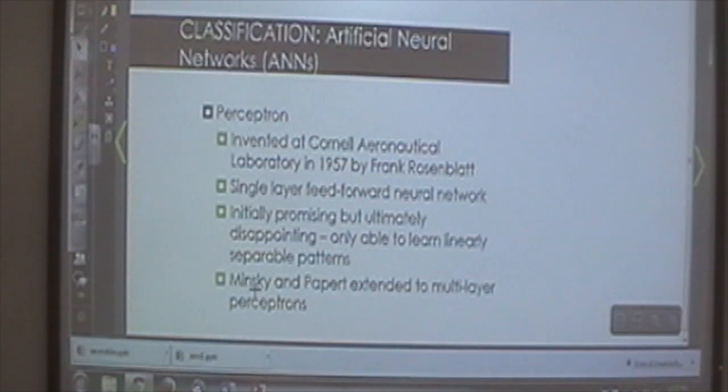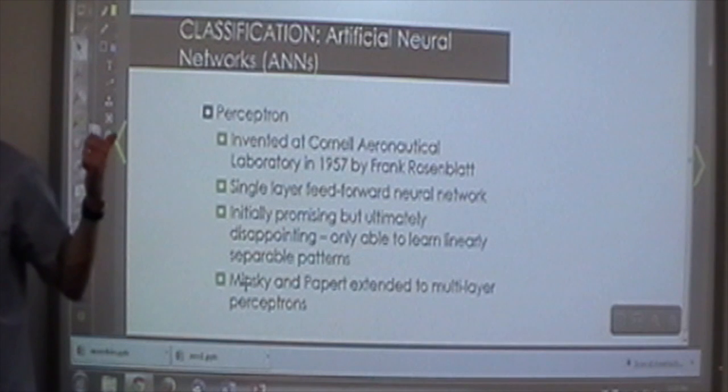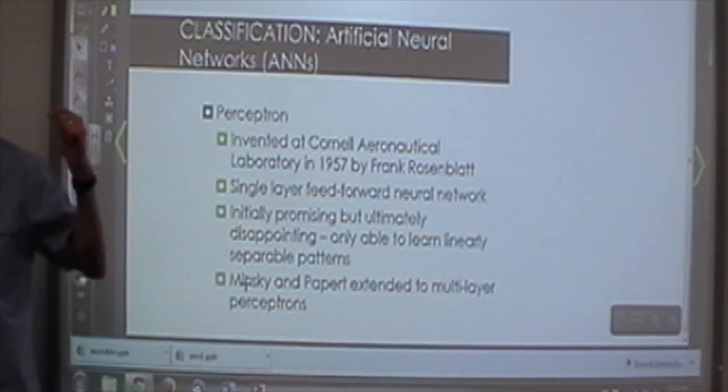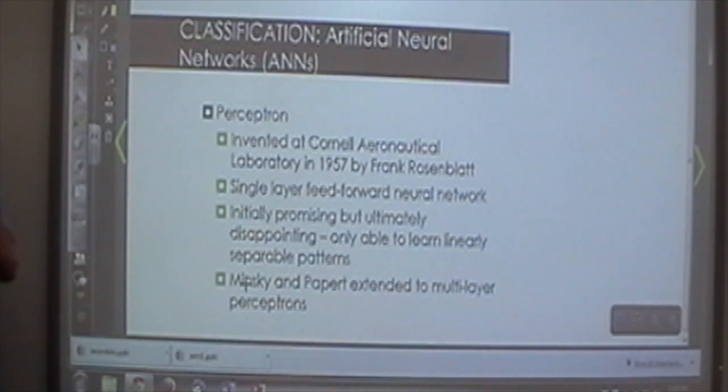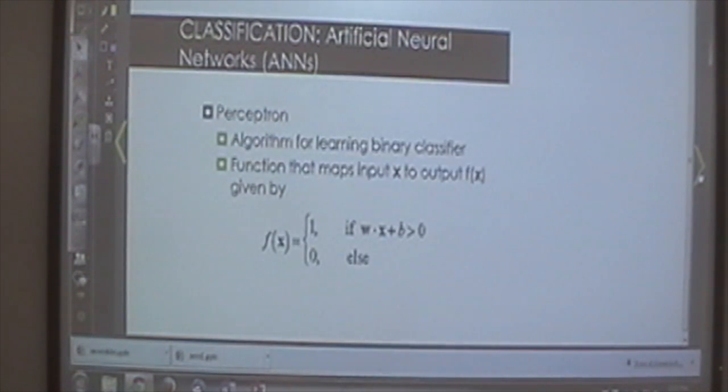This was later extended by professors Marvin Minsky at MIT and Seymour Papert, and they started investigating multi-layers, and that's where you start getting those hidden layers, perceptrons.